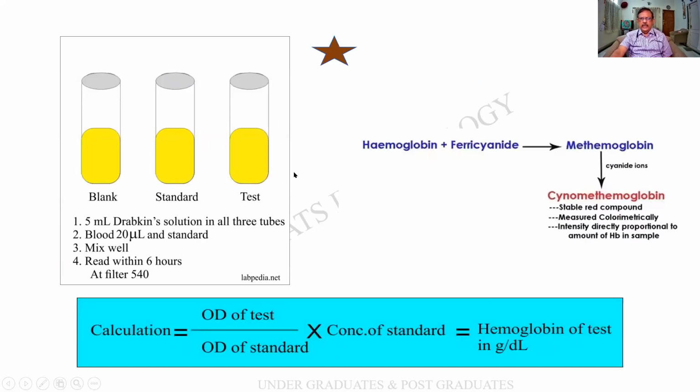Always in the case of these colorimeters, you will have a blank solution, then a standard solution, and finally a test solution. This is the mixture over here. Hemoglobin and ferricyanide give rise to methemoglobin, which gets converted to cyanmethemoglobin. And this is the calculation: OD of the test divided by OD of the standard, into the concentration of the standard, equals the hemoglobin of the patient.